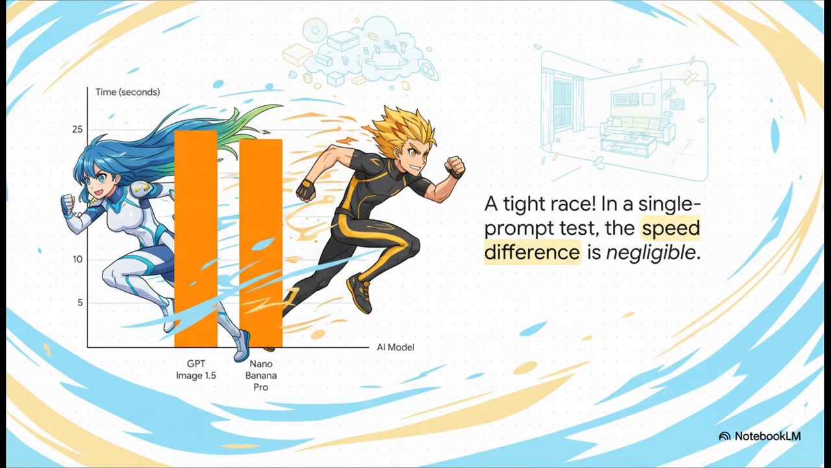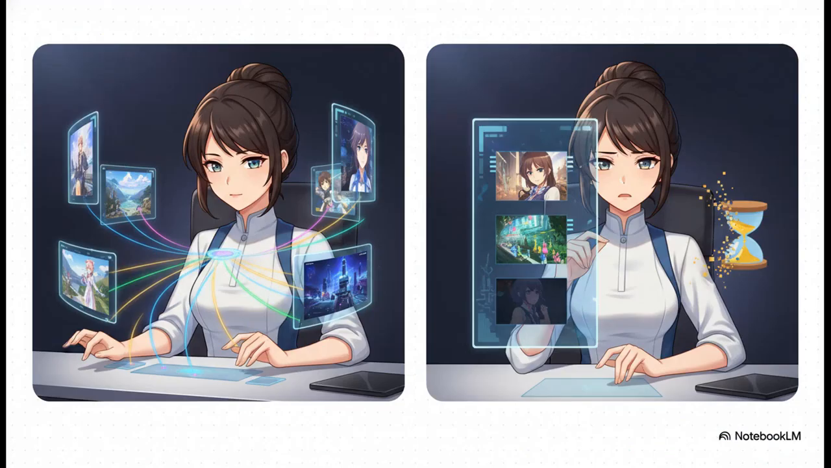But what about raw speed? We timed them creating a living room scene, and wow, it was basically a photo finish. GPT Image 1.5 took 25 seconds, and Nano Banana Pro came in at 24. A 1-second difference is nothing. So for a single image, it's pretty much a tie. But the real difference in speed comes down to workflow. See, GPT Image 1.5 can do what's called parallel generation. It's like having a bunch of artists working on different paintings all at once. Nano Banana Pro works sequentially. It has to finish one prompt before it can even start the next. That's a huge workflow difference, unless you're using an API, which can let both run at the same time.